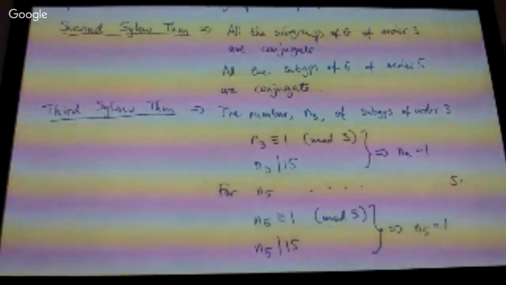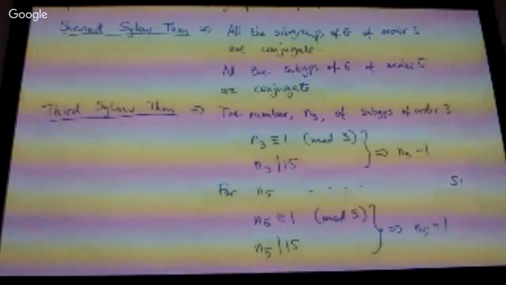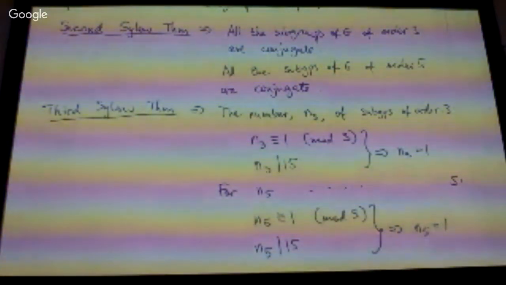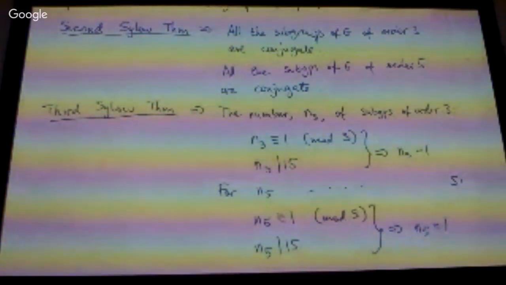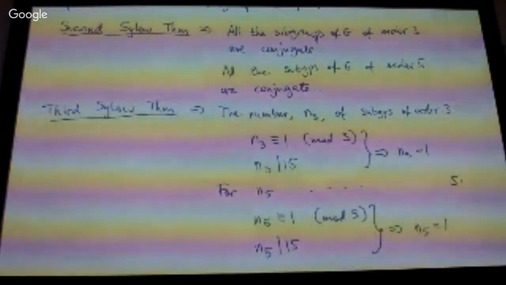So there is only one subgroup of order 5. So I don't know why we're looking at the second Sylow theorem. Well, you don't need it to do anything.